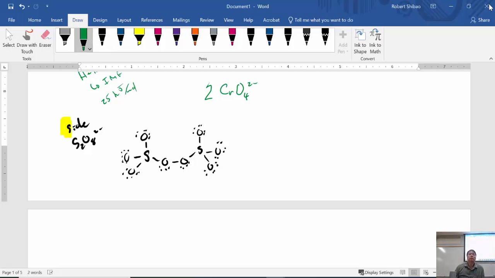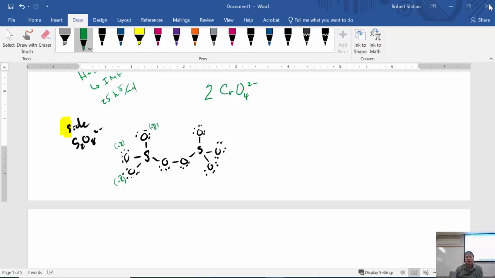So we do the oxidation states here. These terminal oxygens are all -2. How about the bridging oxygen?